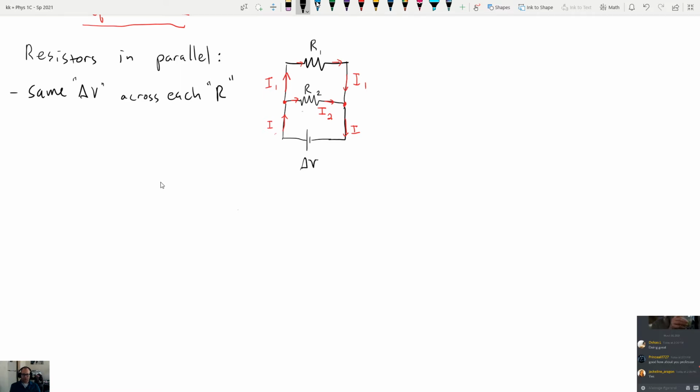Okay. So in order to do this result, I believe what we're going to be doing is saying that, once again, we want to reduce this down to one circuit that has an equivalent resistance that we call Req.